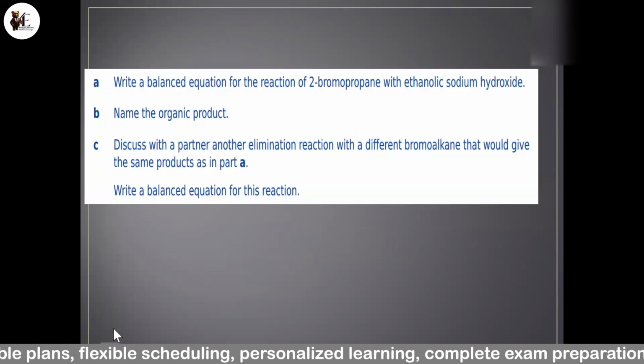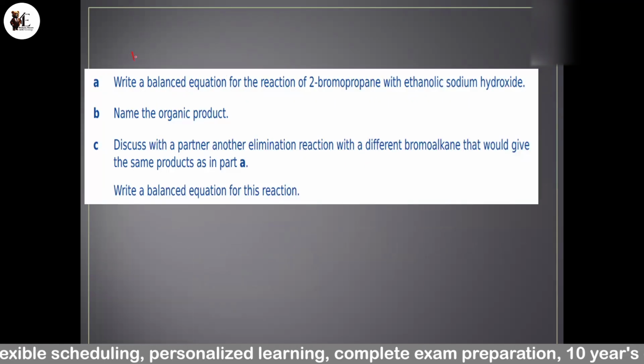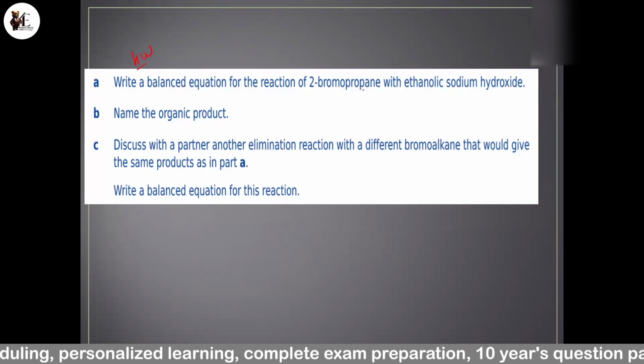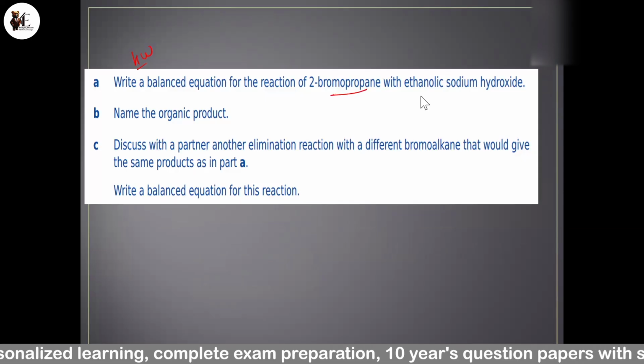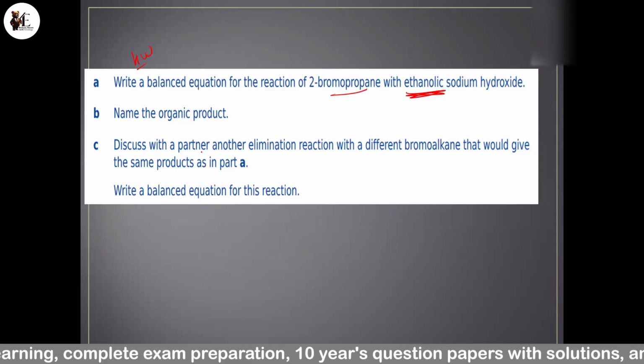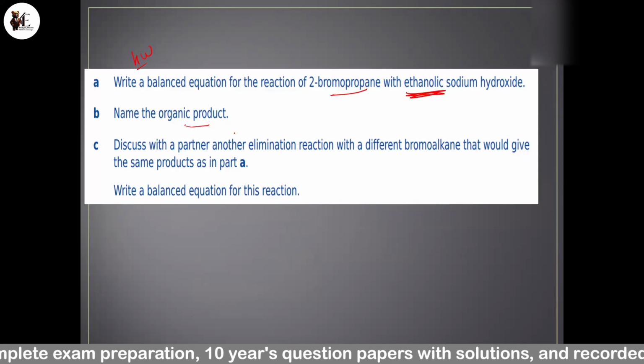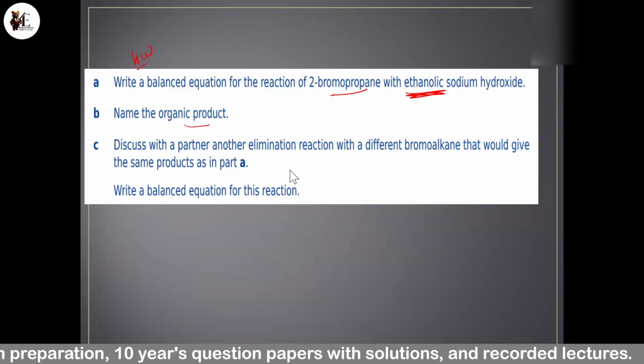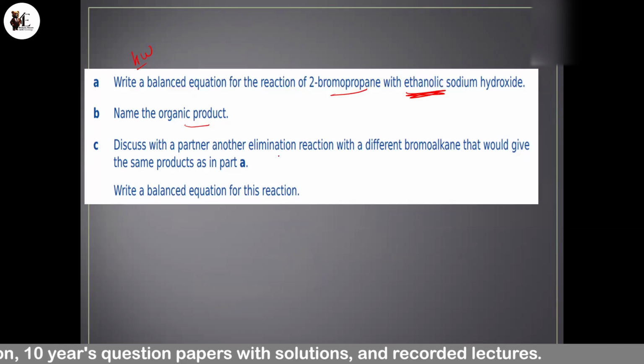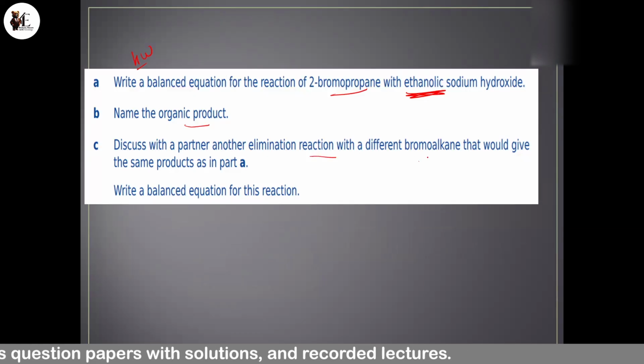This is your homework question for today. Write a balanced equation for the reaction of 2-bromopropane with ethanolic sodium hydroxide. Ethanolic, okay. Name the organic product. Discuss with a partner another elimination reaction with a different bromoalkane that would give the same products as in part A.